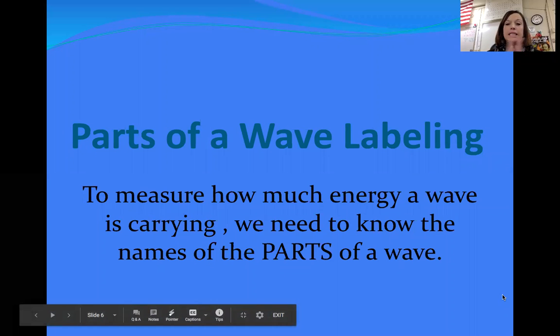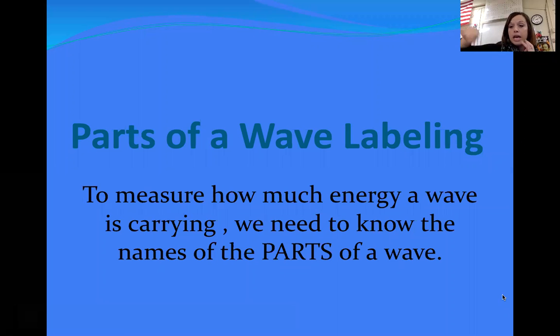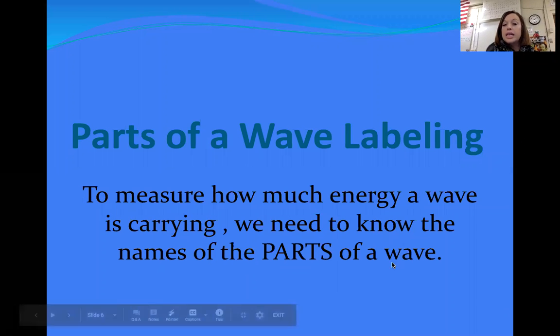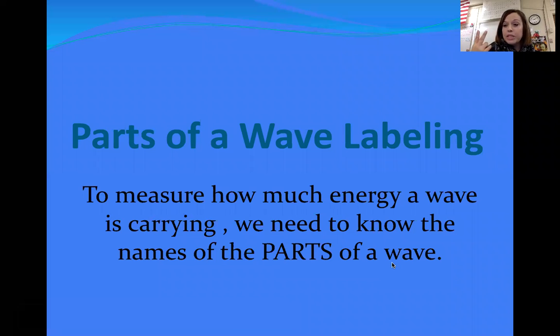Okay, so today we are going to talk about the parts of a wave. Last week, we learned that there are two main types of waves, longitudinal and transverse. I know you guys were thinking about that all weekend because it's so cool. But today, we're going to look at the parts of a wave because right here on the screen, it says to measure how much energy a wave is carrying, we need to know the names of the parts of the wave. So if we're going to measure things like wavelength, amplitude, frequency, we got to know what those things are, right?